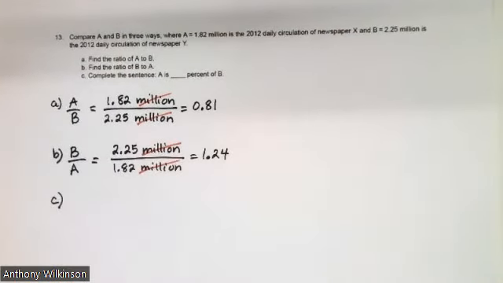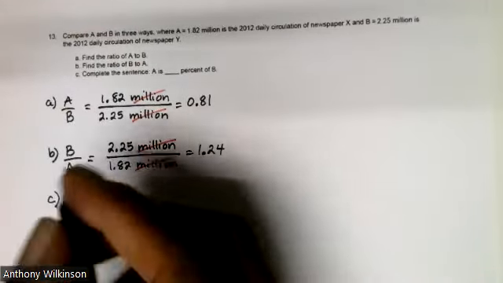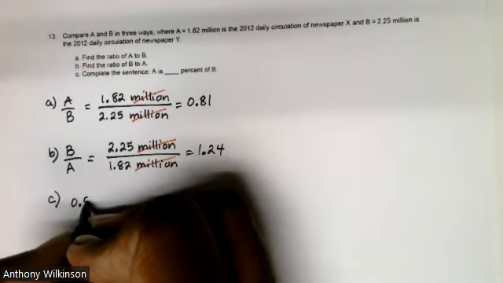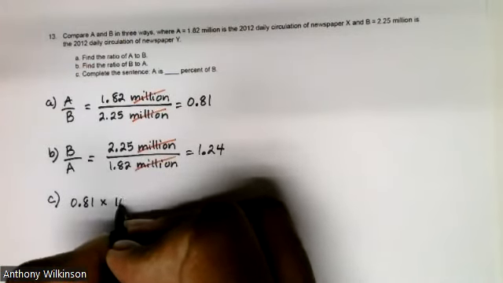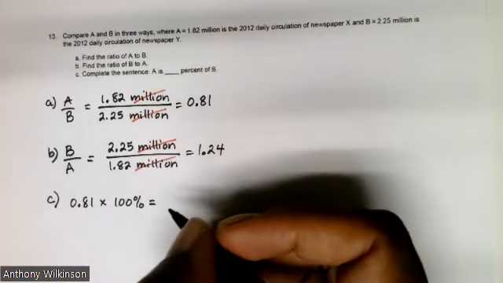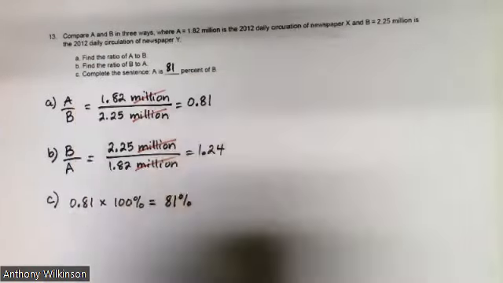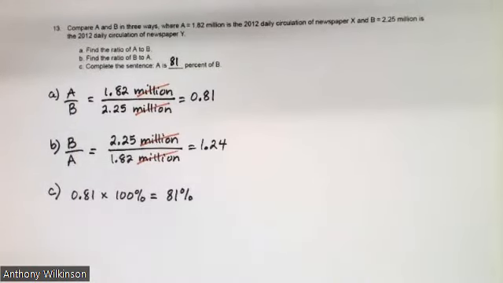And then finally, A is what percent of B? For A to B, that was 0.81. So we multiply that by 100% to change it to a percent. It'd be 81%. To answer that question, A is 81% of B.